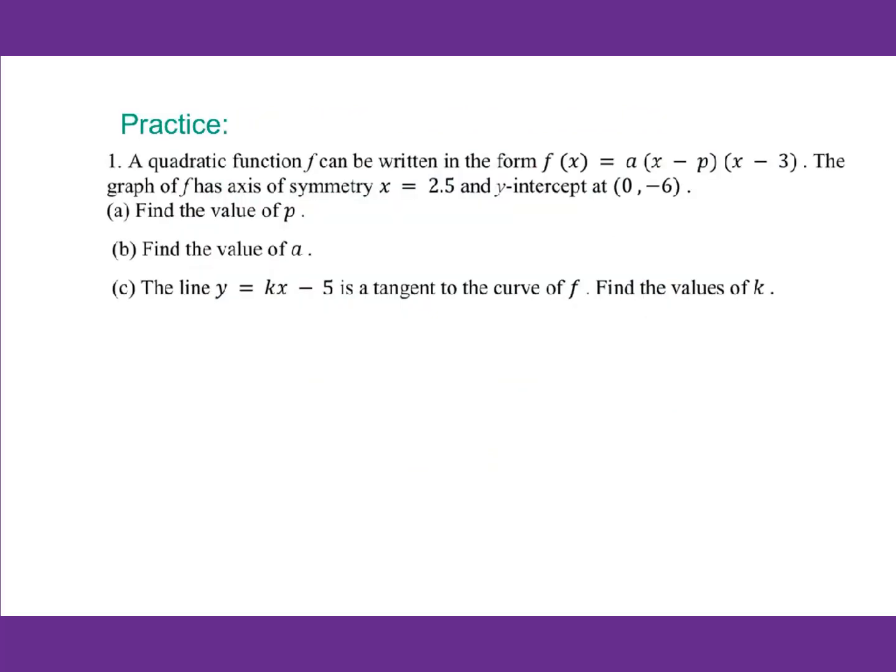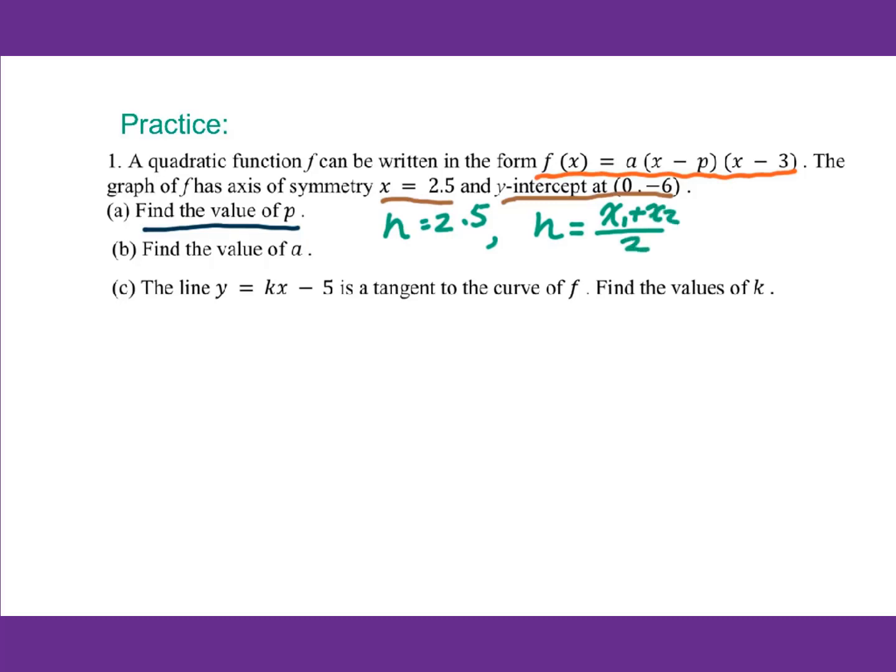A quadratic function f can be written in the form of this factoring form. The graph of f has axis of symmetry x equals 2.5 and a y-intercept at (0, negative 6). Find the value of p. Since h equals 2.5, and we know h equals (x1 plus x2) over 2, we know x1 equals p and x2 equals 3.